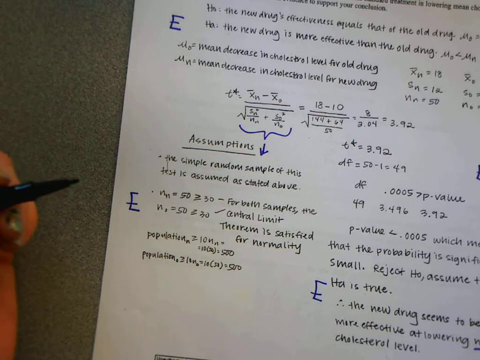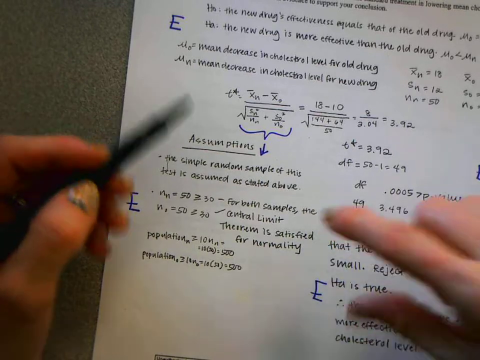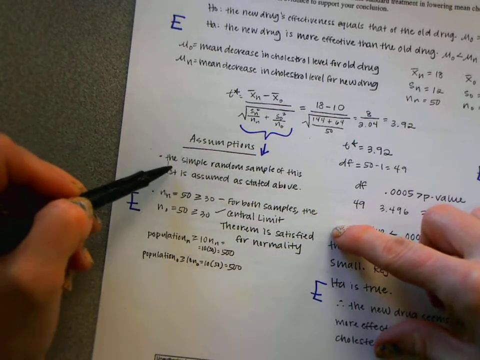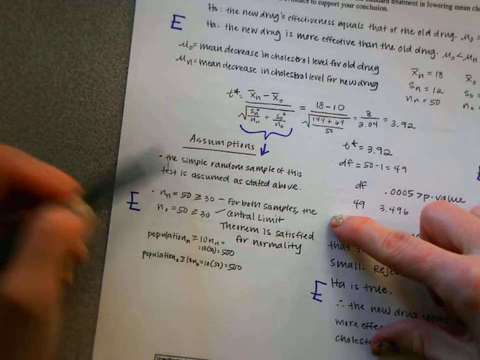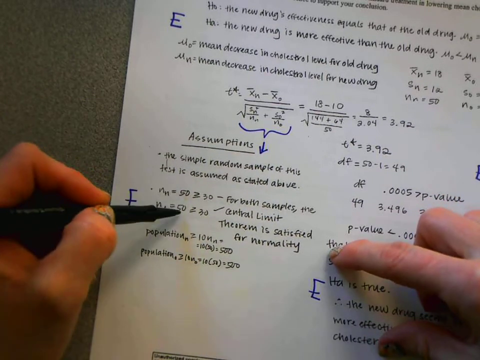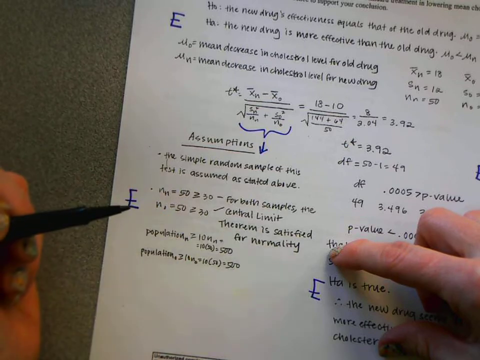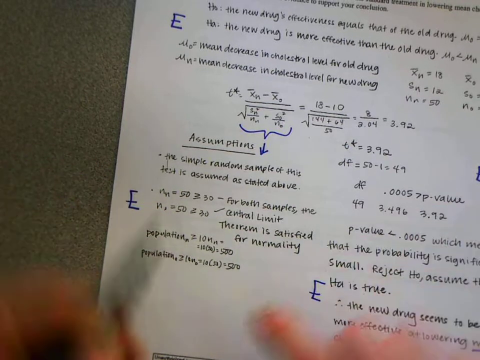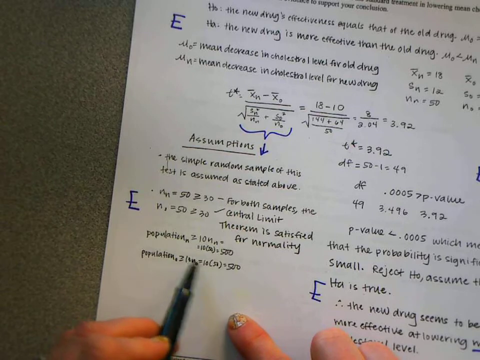Anyways, she mentions that it was random. She says that both samples are greater than or equal to 30, so the central limit theorem applies. This is her 10% check. So just a little bit of a different way of doing it down here, but they're not looking for that.